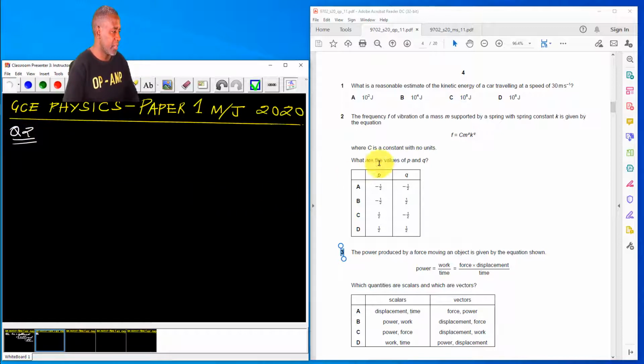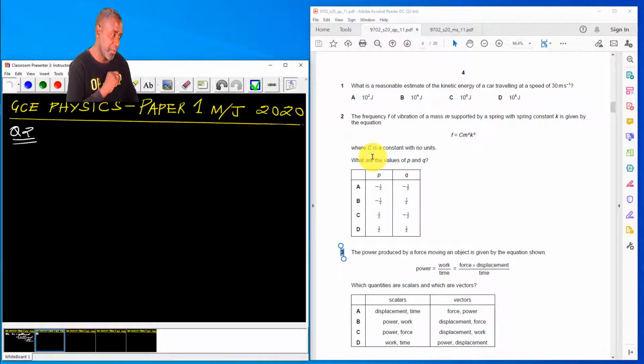Now this question is about homogeneity of physical equations. A simple way of describing homogeneity of physical equations is the use of SI base units to try and check whether an equation is correct or not, or to even come up with the correct form of an equation. So for you to be able to use that skill, you must know the units, especially the SI base units, of the physical quantity on one side.